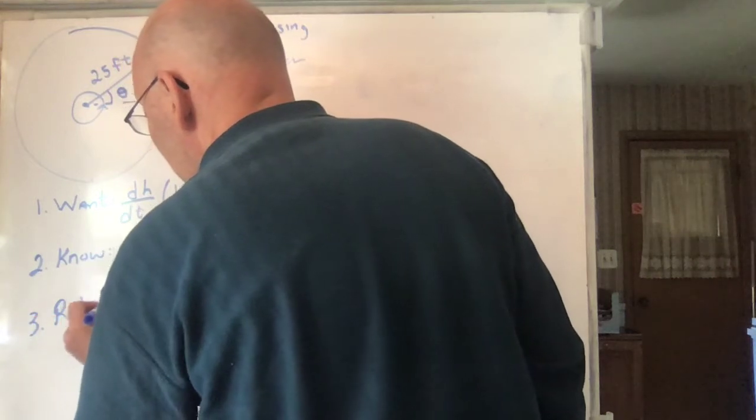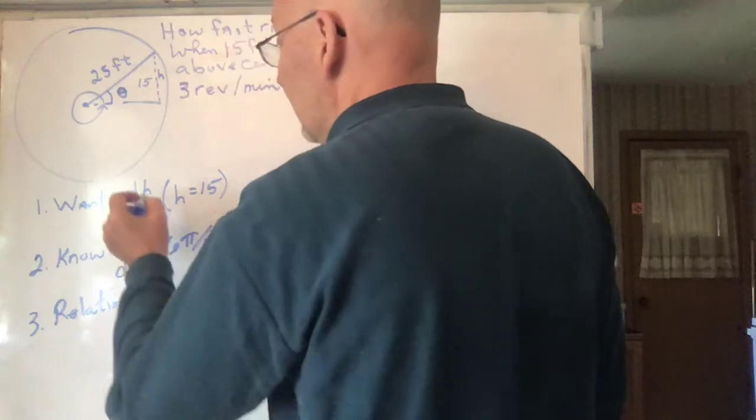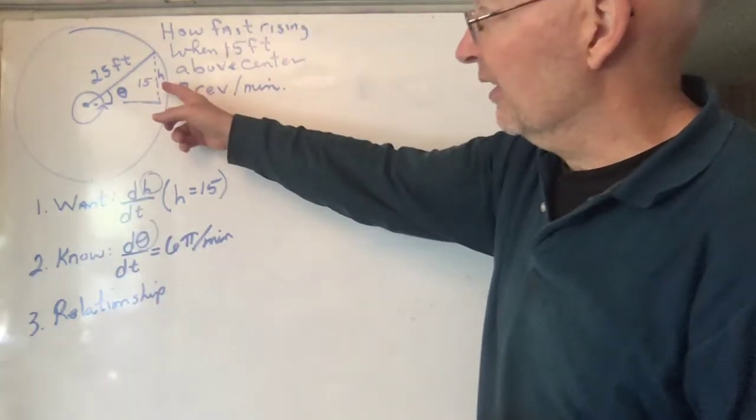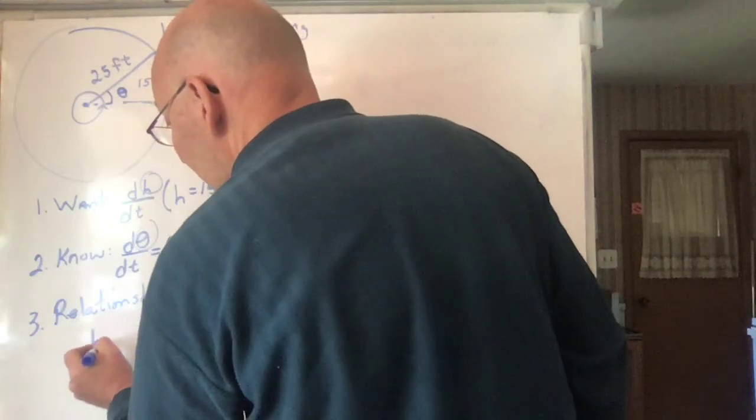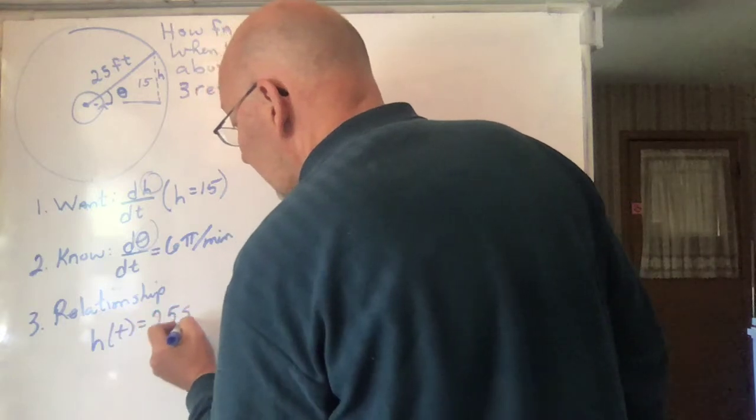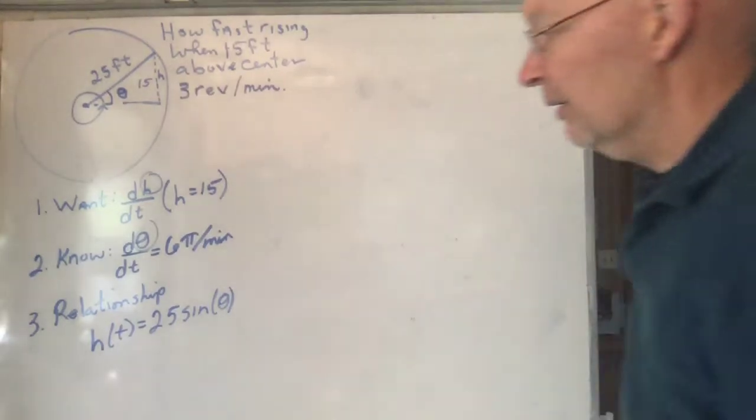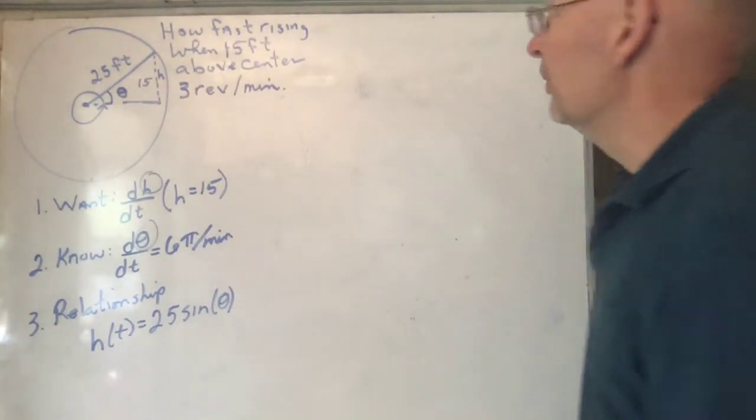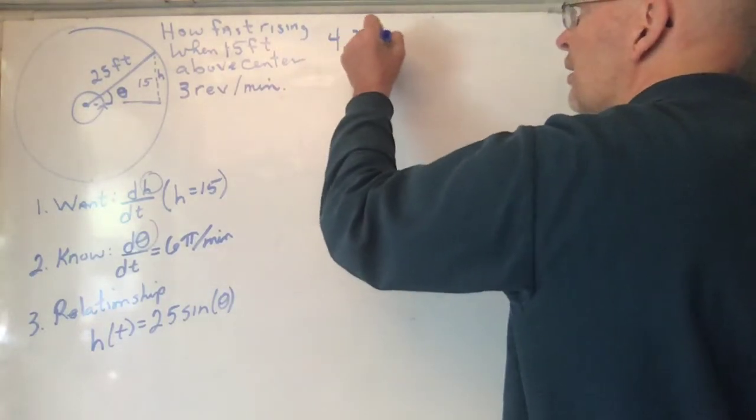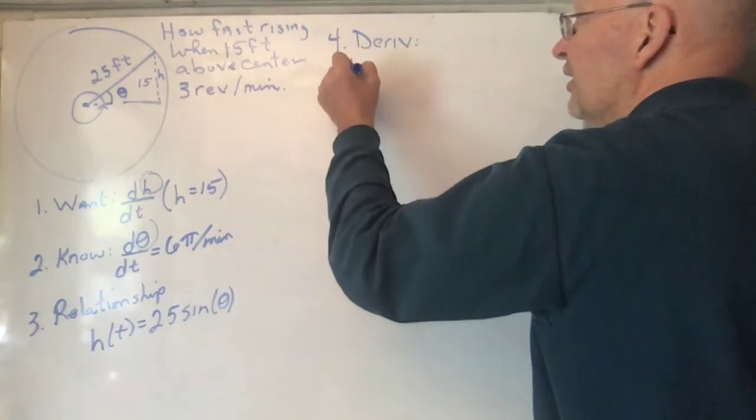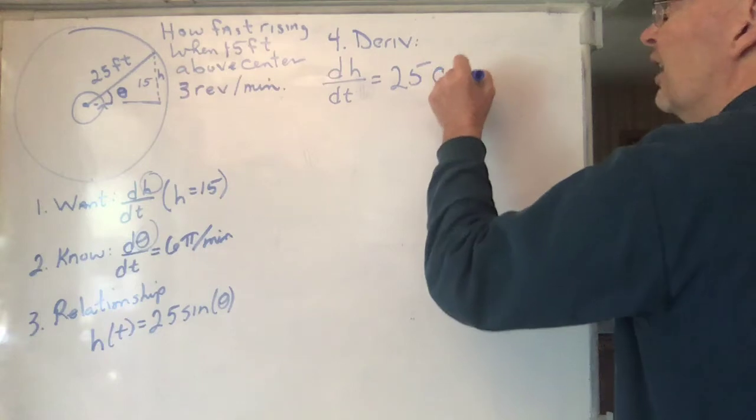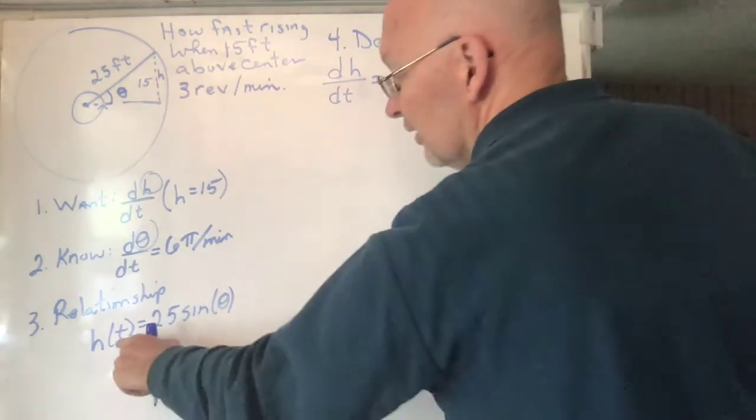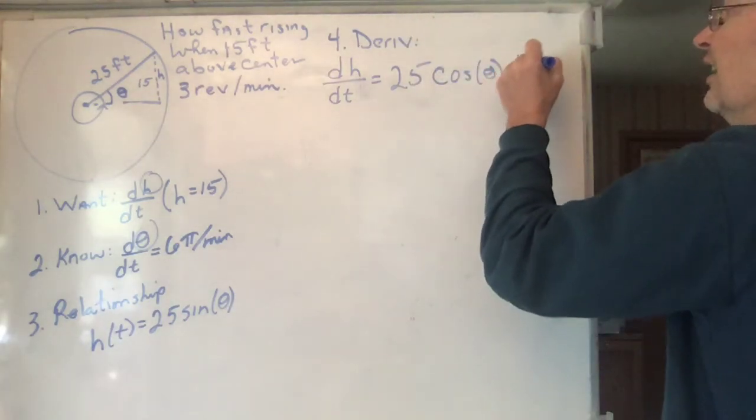Okay, third thing then is to find a relationship between h and theta, and hopefully this kind of presents itself to you. H over 25 is going to be the sine of theta. So if h over 25 is the sine of theta, that means that h of t is going to be 25 times the sine of theta of t. Okay, so there you go. Now it becomes kind of routine. Take the derivative. And so we're going to get dh dt is equal to 25. The derivative of the sine of anything is the cosine of that thing, times the derivative of the inside. T is your variable, so this is theta of t. So the derivative of this is d theta dt.